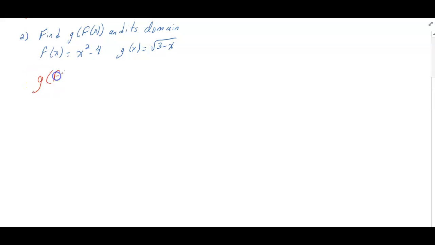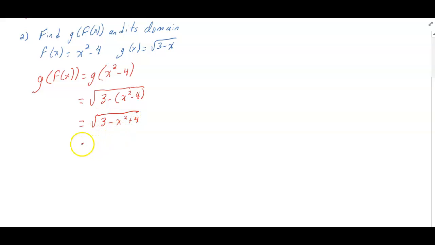If you look at problem number 2, we want to compose the two functions and find its domain. So g of f of x is equal to g of x squared minus 4. Which then equals, now we're going to plug x squared minus 4 into the other function g, so 3 minus the quantity x squared minus 4. Make sure you put parentheses and distribute, so square root of 3 minus x squared plus 4, which is the square root of 7 minus x squared.